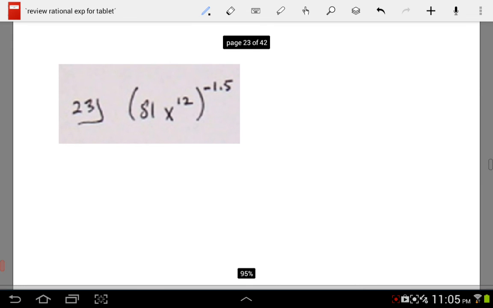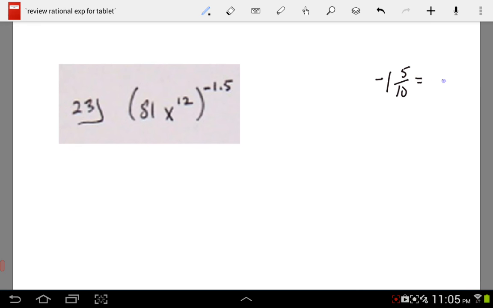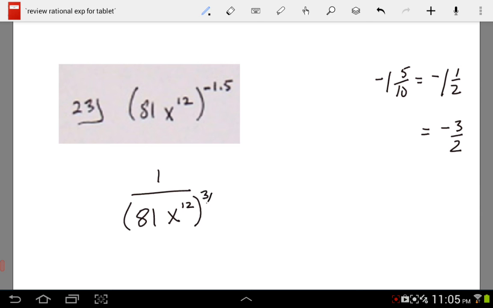Okay, on 23, now let's take that negative 1.5 on this problem, and let's write that in terms of a fraction instead of a decimal. So negative 1.5 would be negative 1 and 5/10, which would reduce to negative 1 and 1/2. And we want that improper, so that's going to be negative 3/2. Okay, now we're going to make it positive, so we're just going to put it in the denominator. So this would be 1 over 81 x to the 12th, and I'm going to make it positive 3/2 power.